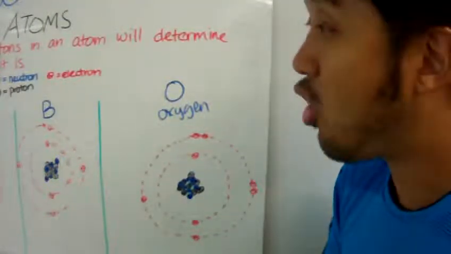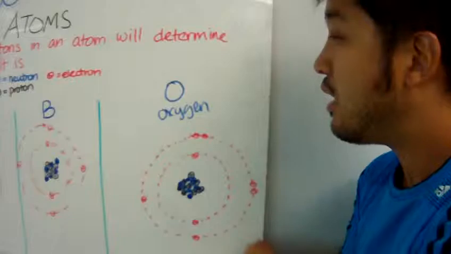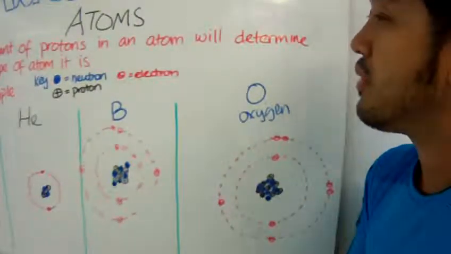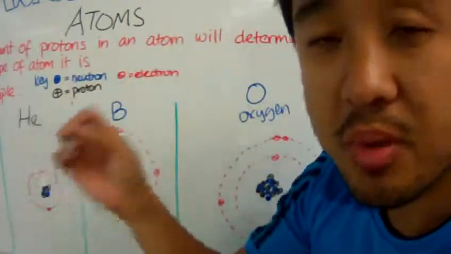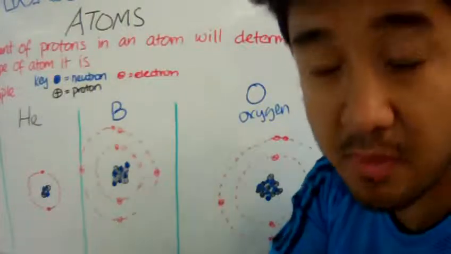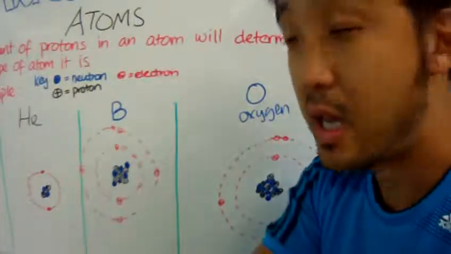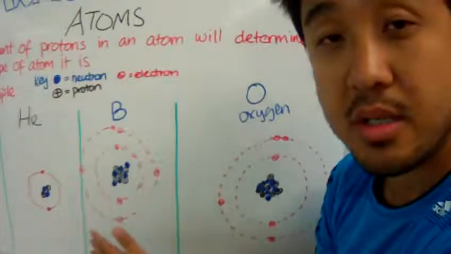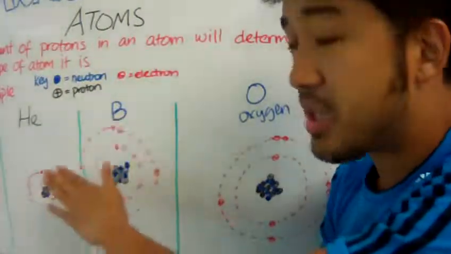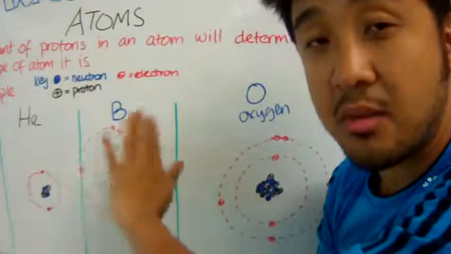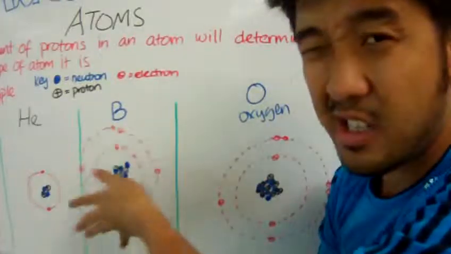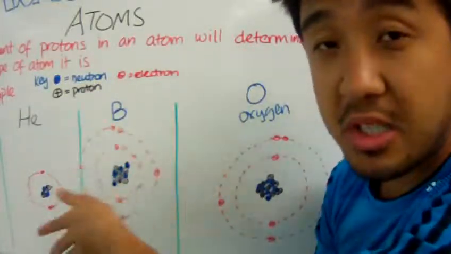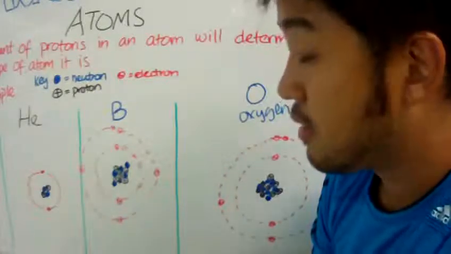Okay, so I hope I've clarified a little bit about how the amount of protons you have determines the type of atom you have. And if we are to change the proton numbers, then you are basically changing the substance of the atom. You're basically changing the type of atom you have. All right?